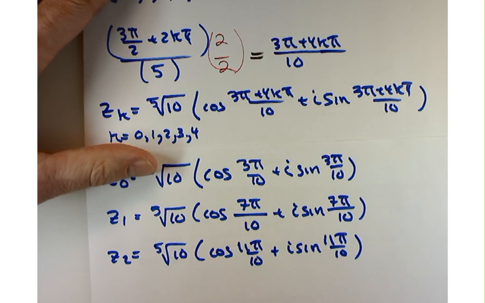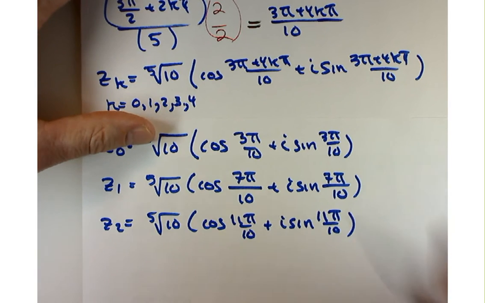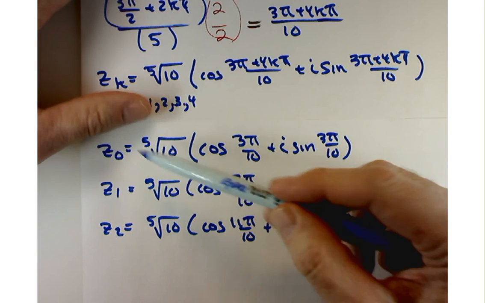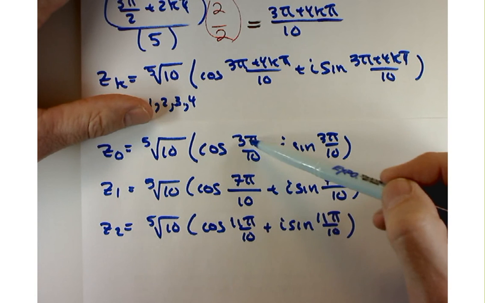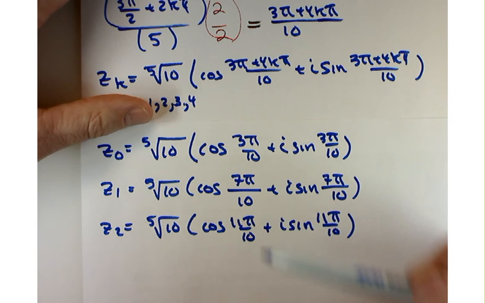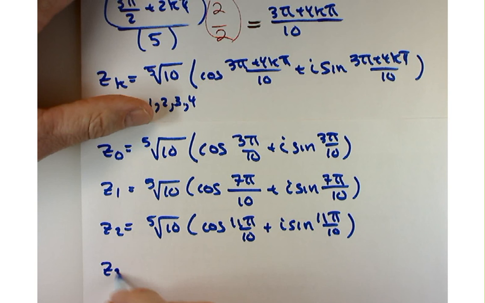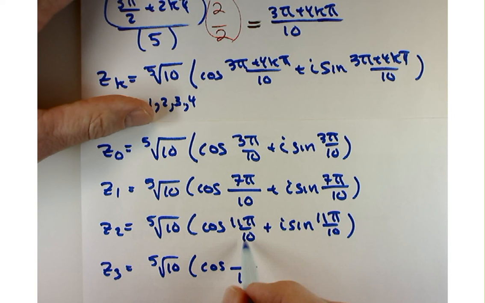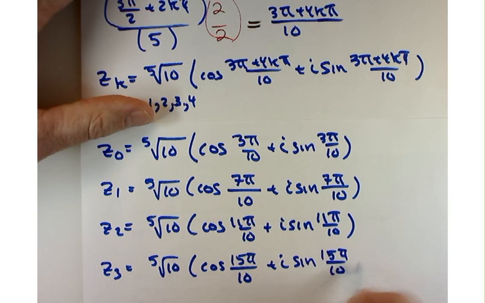And maybe you're starting to see a little bit of a pattern here. Each time I increase k by 1, what happens to the numerator? Yeah, it increases by 4 pi. So if I increase that by 4 pi, what'll I have? Cosine of what? 15 pi plus i times the sine of 15 pi over 10.